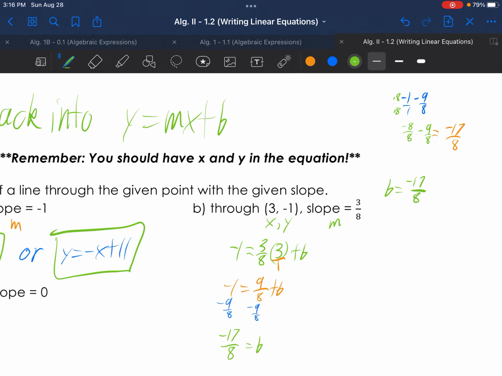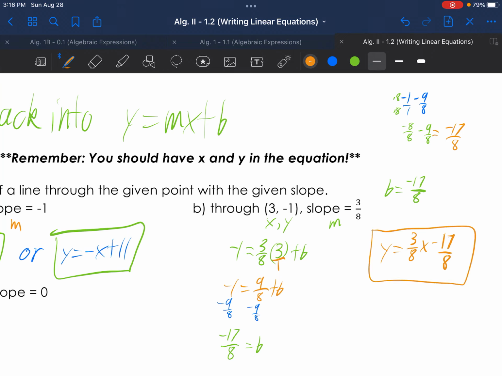Now that we have the m and the b, we're able to plug it back into y equals mx plus b, and get y equals 3/8 x plus, or you could put minus 17 over 8. If you put plus, you'd have to put a negative 17 over 8.